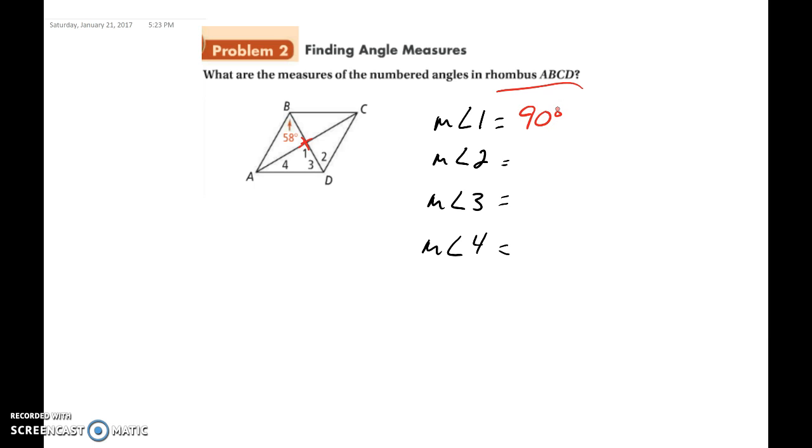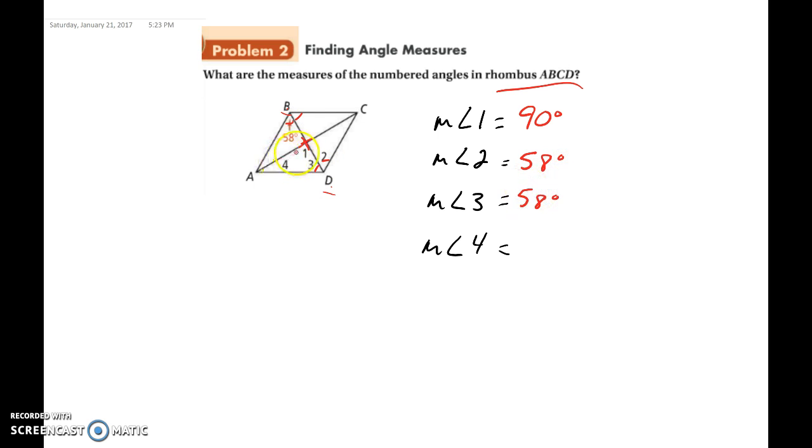We just had to remember that it's perpendicular, and that's it. Same thing with angle 3. We know angle 2 is 58. We know that angle B and angle D are congruent because a rhombus is a parallelogram and opposite angles are congruent. And then we know that the diagonals bisect them, and all of these angles here are congruent. So I know that angle 3 and angle 2 are both also 58 degrees.